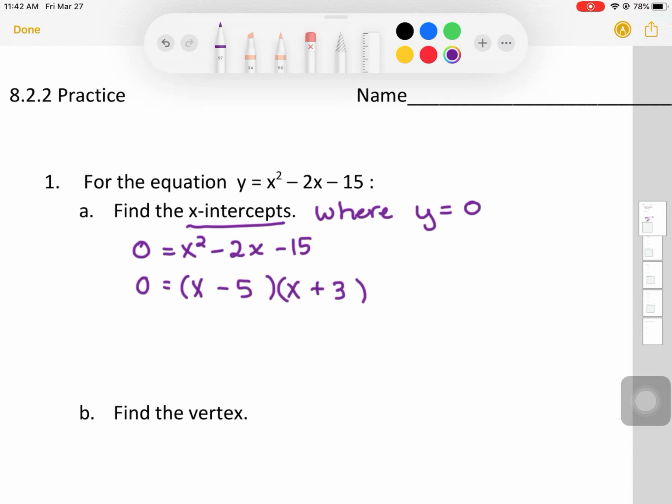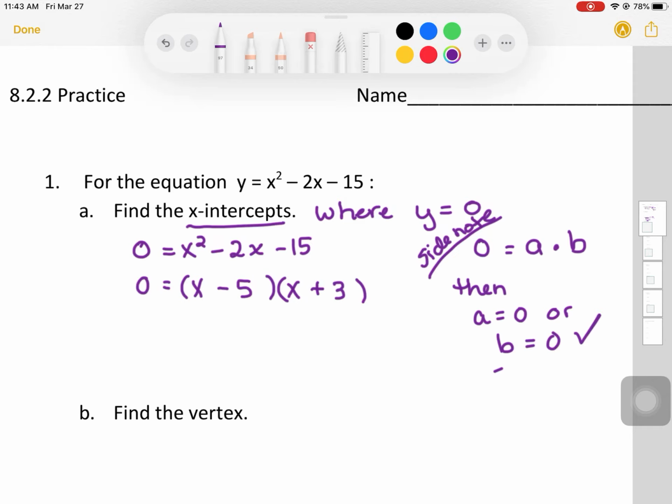So essentially, that's like saying, a little side note over here: 0 equals some factor A times some factor B. And if I do that, then doesn't it make sense that either A has to equal 0 or B has to equal 0? That must be the case here.